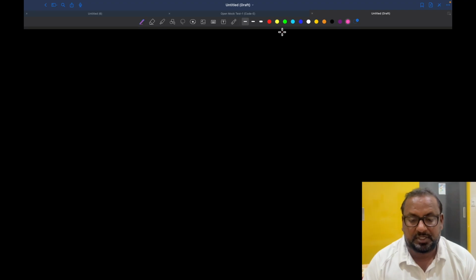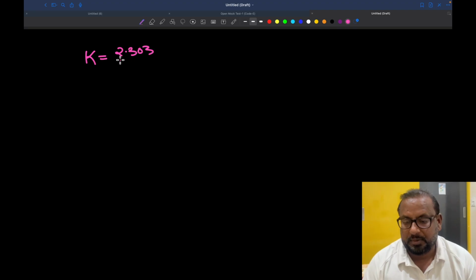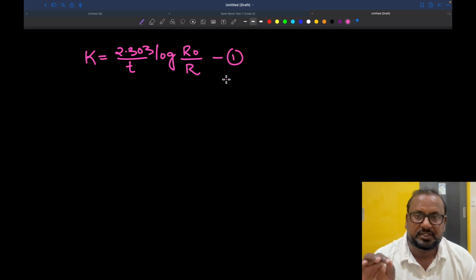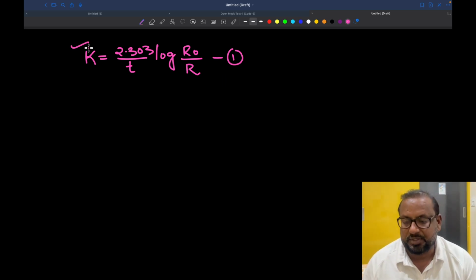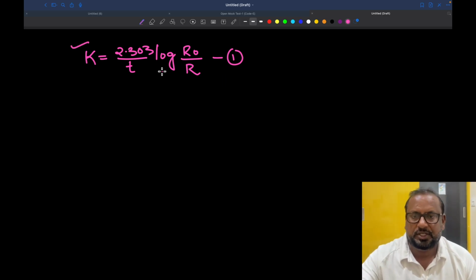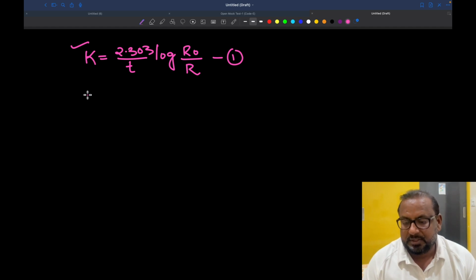About first order kinetics, the rate equation: k equals 2.303 by time into the logarithm of initial concentration by final concentration. This is the most important equation of first order kinetics. We should know it. Derivation, we have already done it, you can check it. Next, T half of a first order reaction is also derived from this, which equals 0.693 by k.